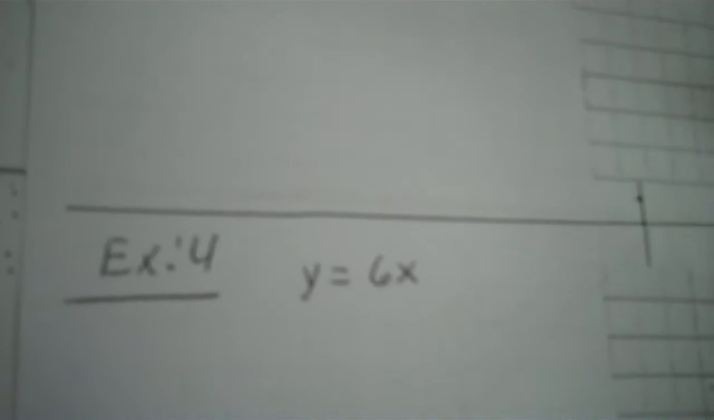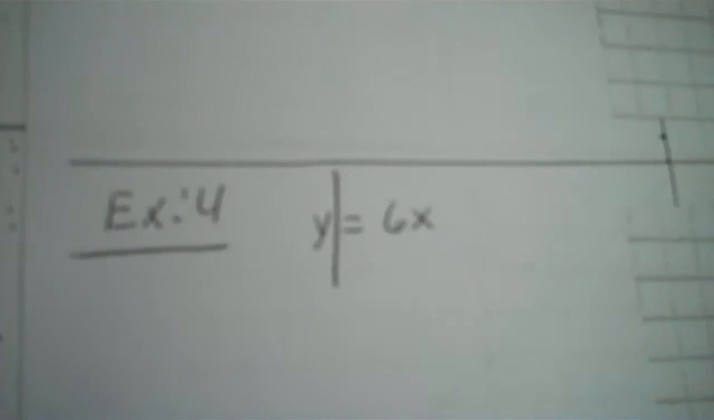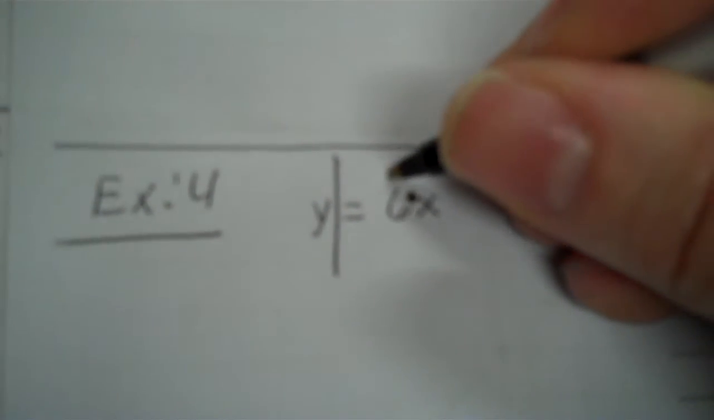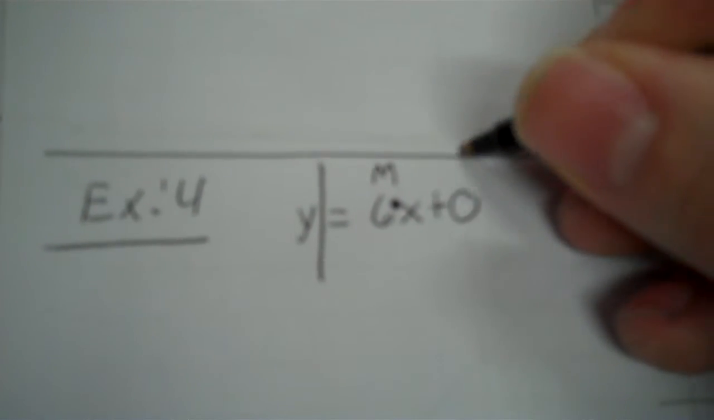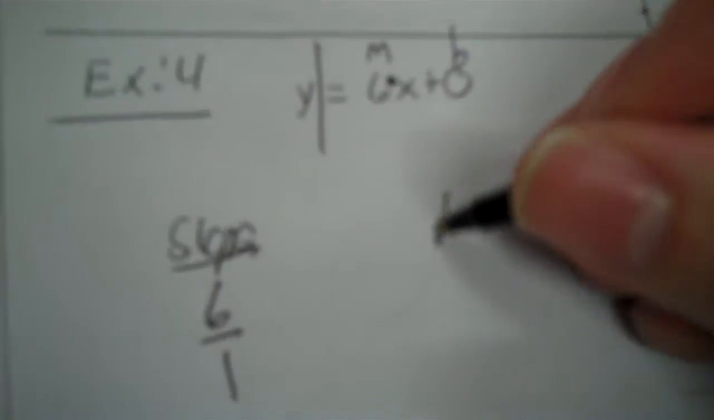And again, how that works is anytime you increase the x by 1, the output goes down 8. Okay, example 4, y equals 6x. So I've got the multiplier here, that's the m, but I don't have a b, so b would be 0, okay? So the slope would be 6 over 1, and the y-intercept would be 0.